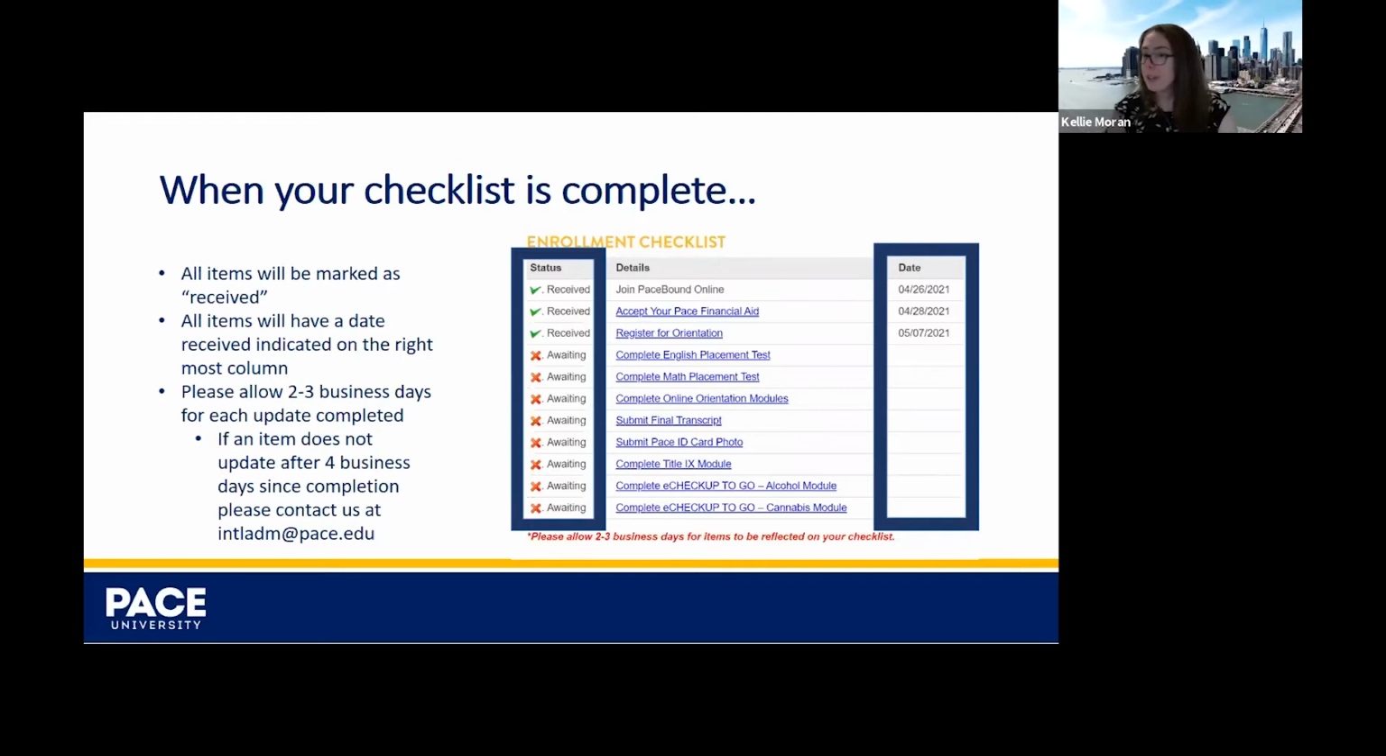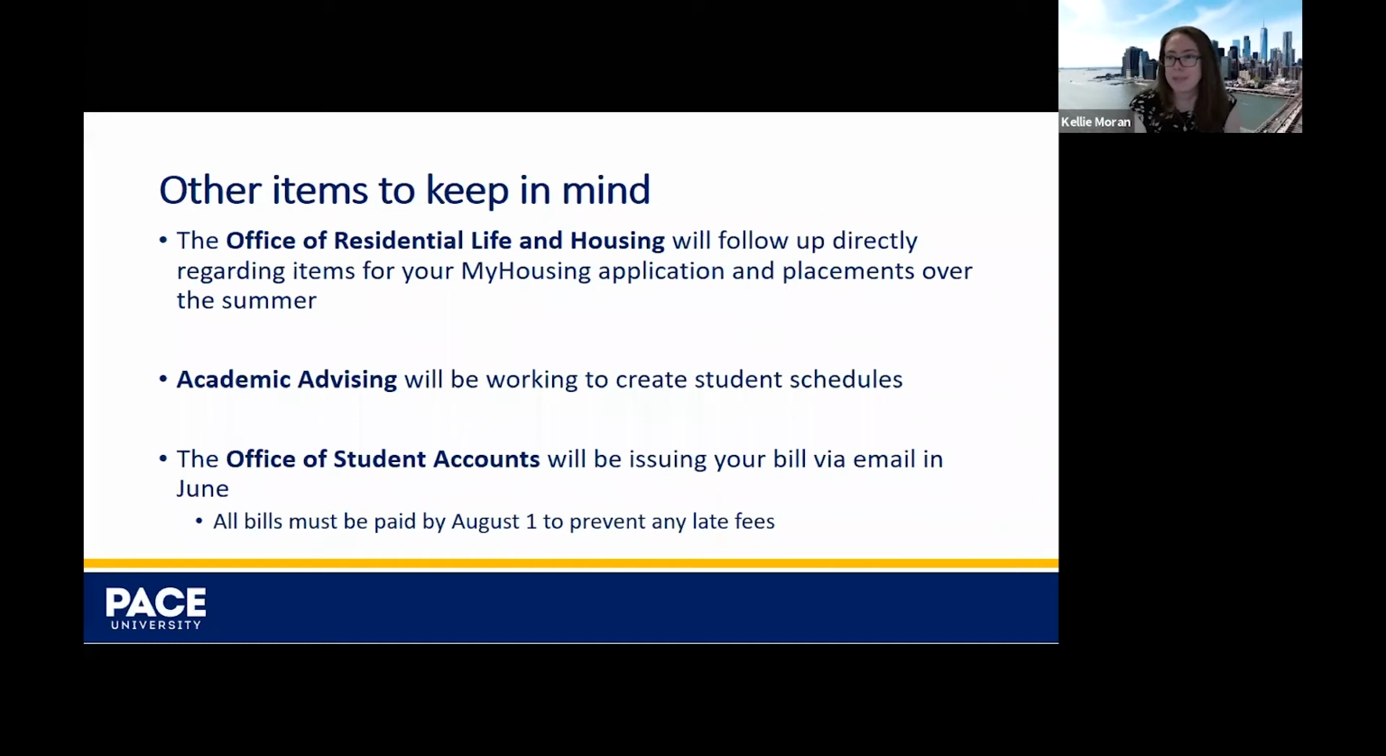If after say a week or so, the item still isn't updated, just check back in with us at the INTL ADM email address, and you'll be able to get a little bit more information about what you need to do to finally complete that item. And then our other items to keep in mind before we jump into I-20 documentation and the F1 student visa. So in terms of your student checklist, those are all of the items that we here in admissions are focused on completing to get you a little bit closer to that point of enrollment.